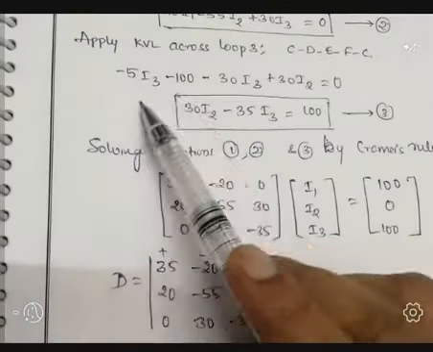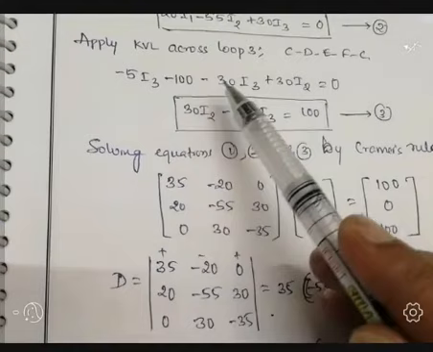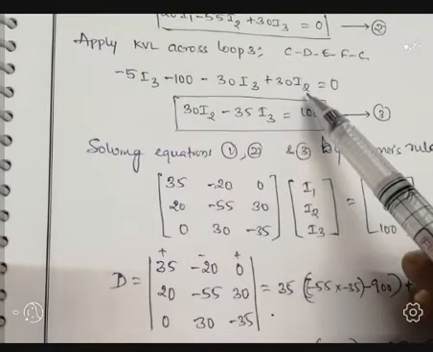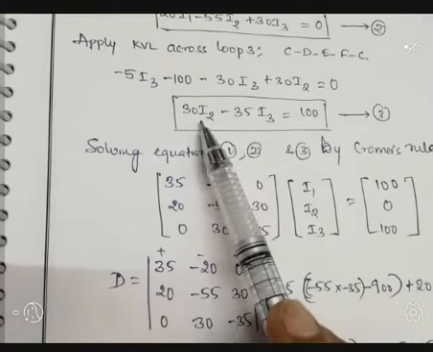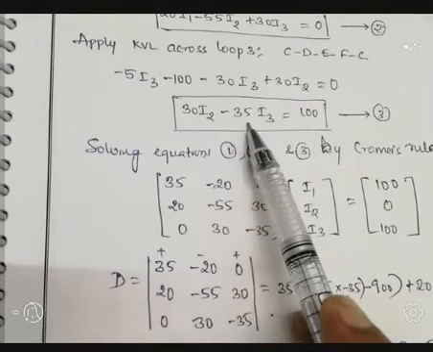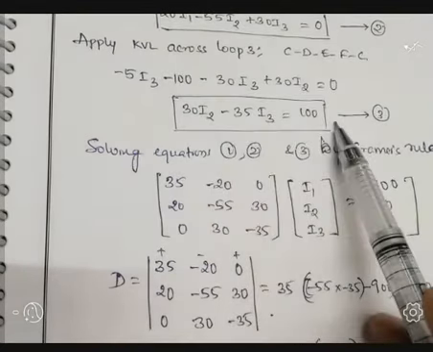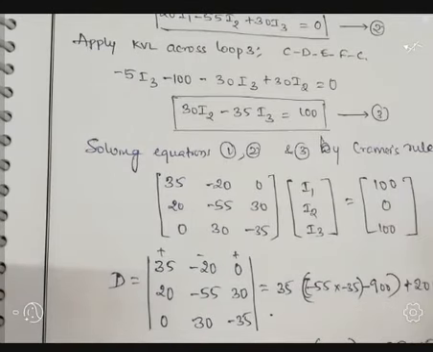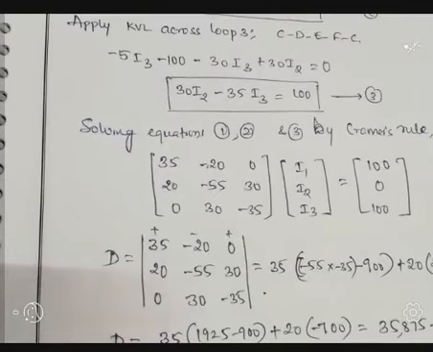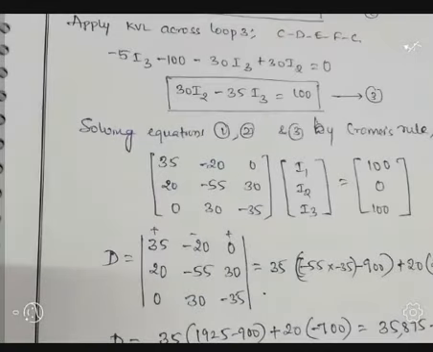Minus 5I3 minus 100 minus 30I3 plus 30I2 equal to 0. Do the simplification and rearrange the terms. Hence we got 30I2 minus 35I3 is equal to 100. Represent it as equation number 3. So now I am going to represent this in matrix form in order to calculate the unknowns I1, I2, I3.